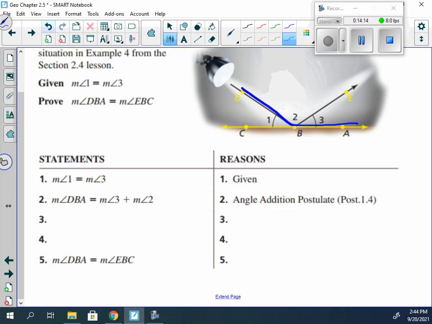Now, what do I know about EBC? Well, it's 1 plus 2, yes? So it'd be nice if I can say that DBA is using measure of angle 1 and 2, yes? Well, wait a minute. What did we say about angle 3 and angle 1? They're equal, so I could replace the measure of angle 3 with the measure of angle 1.